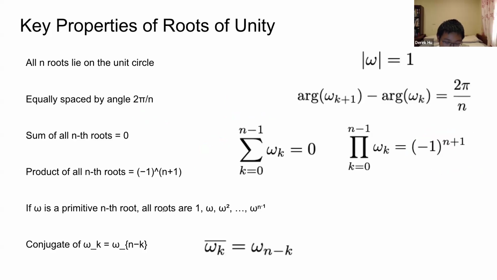And then if omega is a primitive nth root, then all the nth roots of unity will be omega, omega squared, dot dot dot, omega to the n minus 1. This is what I said earlier about taking powers of the primitive root to generate all of the nth roots. And then lastly, the conjugate of the kth root of unity is the same as the n minus kth root. You can see why if we have a unit circle. Then it's like this, right?